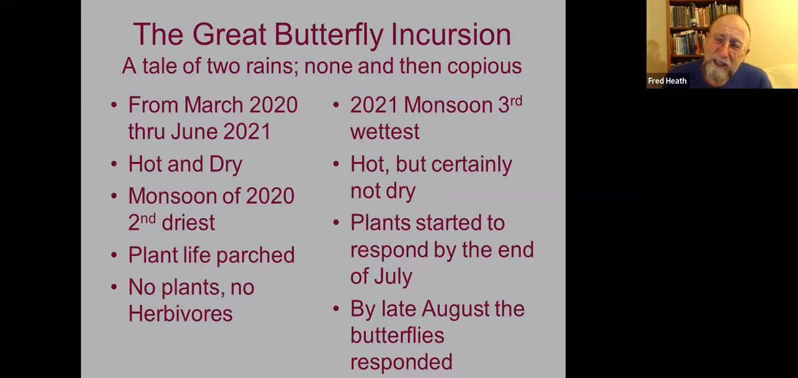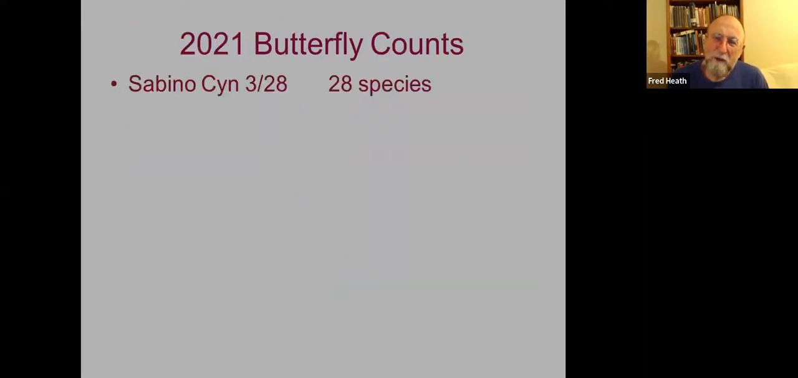And all of a sudden, the plants started to respond by the end of July. You started seeing plants come up, flowers starting, and leaves coming on the trees. And by late August, the butterflies responded in a big way, and only certain butterflies. I'll talk about that in a second. So this wonderful rain got all those butterflies there. But that's only half the story, and we'll see that.